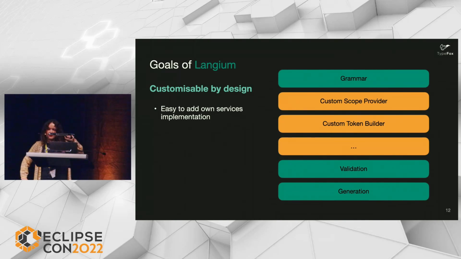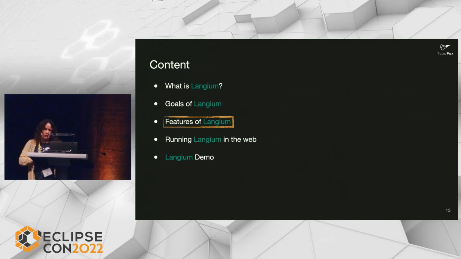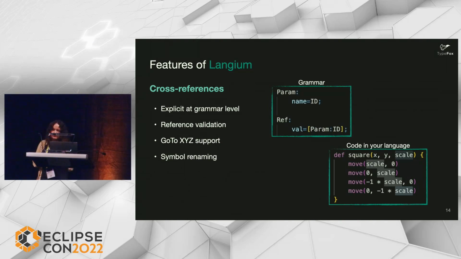So you get not only a very brief, very fast language, but you're also able to customize it at a very high level. And now, features of Langium. One of the main and most interesting features is cross-references.